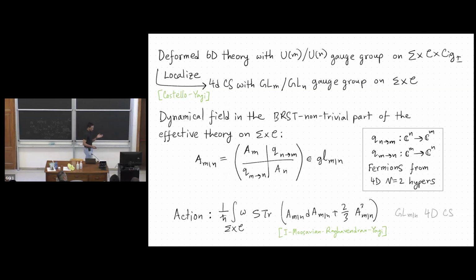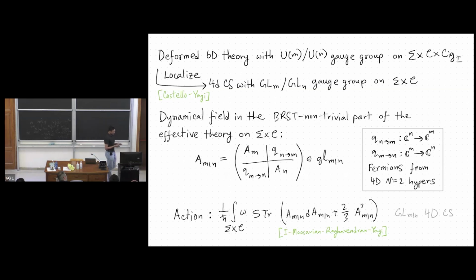And so we can explicitly write down the effective action in a cohomological sense, and we can look at the BRST non-trivial part, which can be written neatly in terms of these newly defined fields, which include the GL(M) connection, GL(N) connections, and the fermions coming from the 4D N=2 hypers. And they form the super connection for the GL(M|N) gauge group. And the action we can observe is the Chern-Simons action for the GL(M|N) gauge group. Okay, so we have a brane construction of our super Chern-Simons theory.